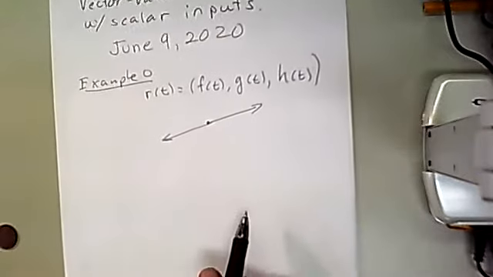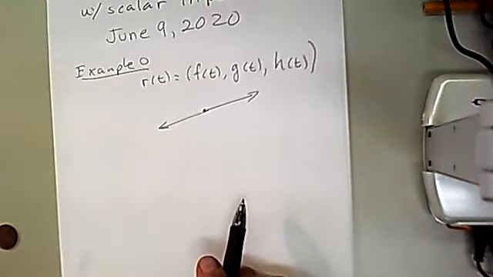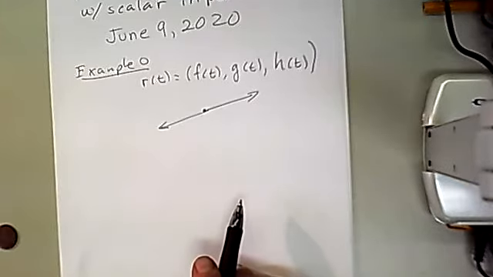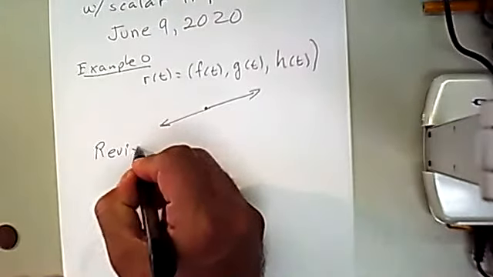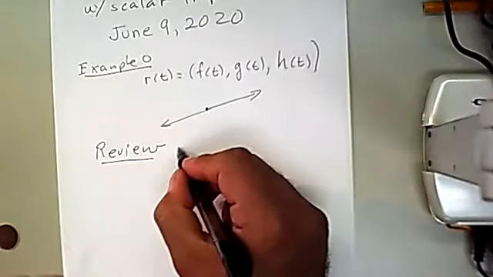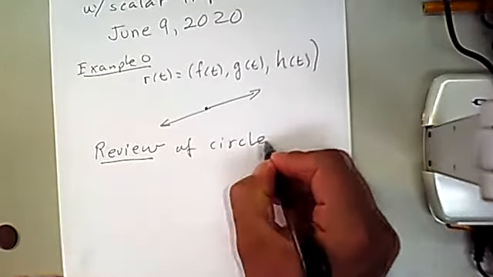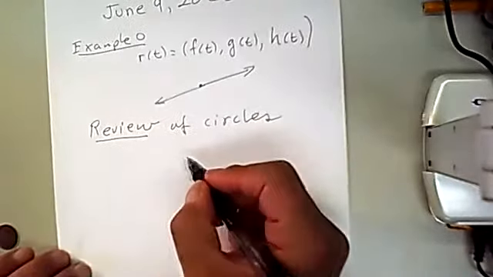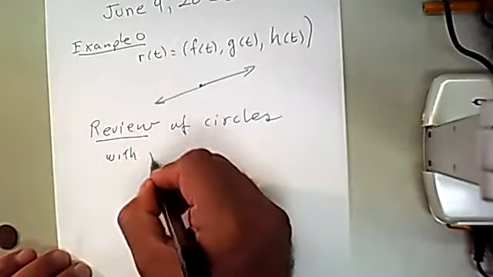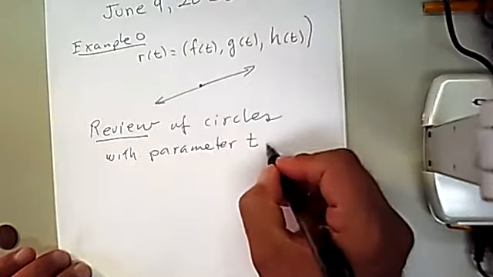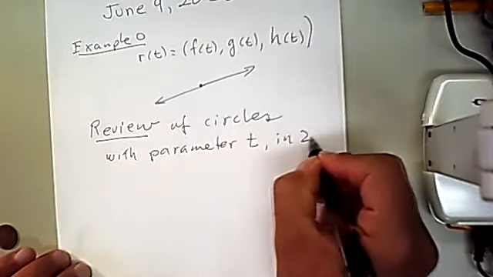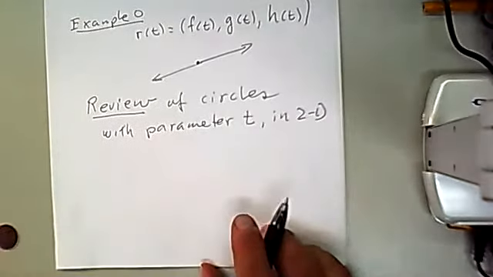Before we move on to more twisted or curved graphs, let's review the graph of a circle in parametric equations, with parameter t. So this is going to happen in 2 dimensions right now, this quick review.